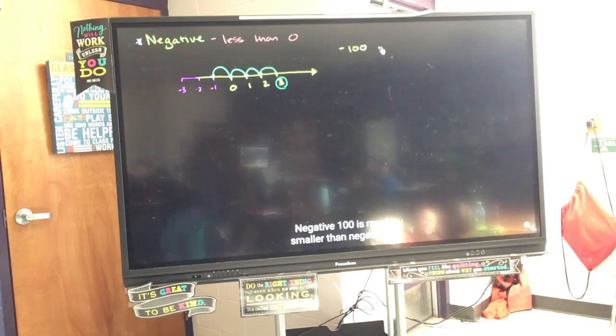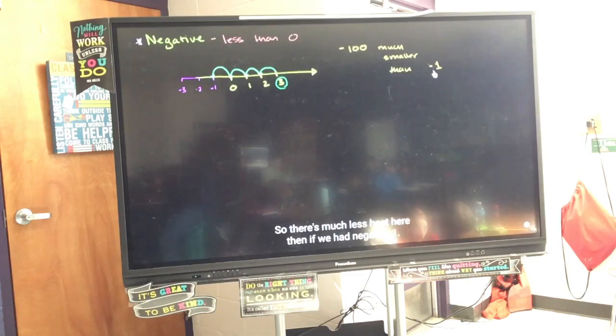-100 is much smaller than 1. Or sorry, much smaller than -1. You might look at 100 and you might look at 1 and your gut reaction is to say, wow, 100 is a much larger number than 1. But when you think about it, -100 means there's a lack of something. If it's -100 degrees, there's a lack of heat. So there's much less heat here than if we had -1.